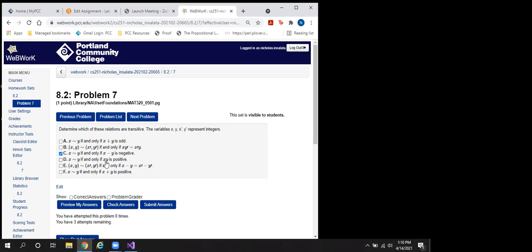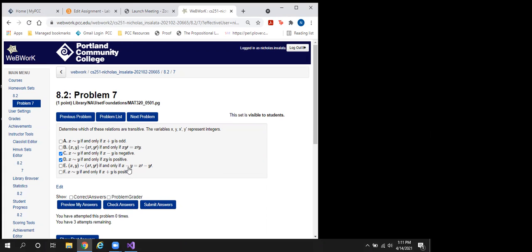Okay. If yz is positive, that means that y and z have to also have the same sign. So for xy to be positive, the sign of x has to be equal to the sign of y, right? And then the sign of y has to be equal to the sign of z. So by the transitivity of equality, the sign of x has to be equal to the sign of z. 0 is neither positive nor negative. Yes, correct. Yep.